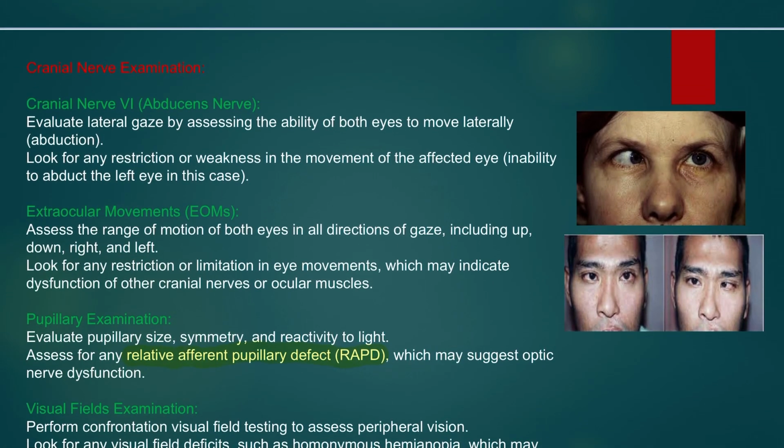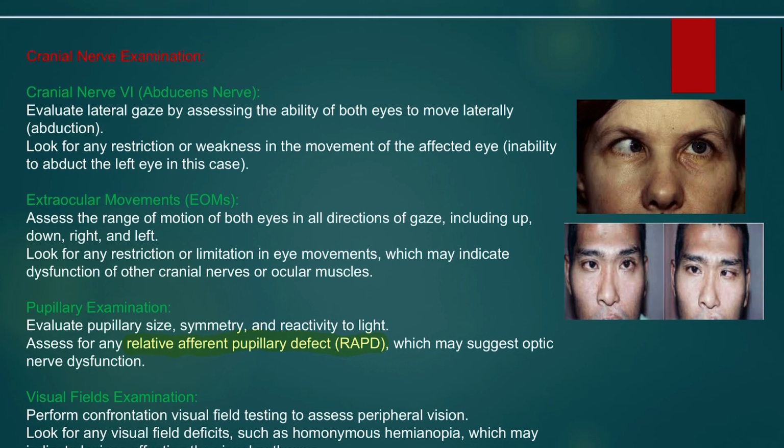So in this case, the patient is complaining of double vision. Once you enter the room, you're going to introduce yourself, take consent from the patient, and do the inspection first. After you're done with your inspection, you will move on and look for extraocular movements of the eye. Assess the range of movements of both eyes in all directions of gaze, including up, down, right and left, and look for any restrictions or limitation in eye movements which may indicate dysfunction of other cranial nerves or the ocular muscles.